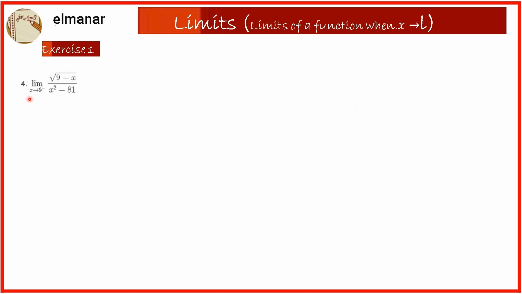Four. Problem statement. We want to study the following limit: the square root of 9 minus x divided by the square of x minus 81, as x approaches 9 from values strictly less than 9. Again, if we substitute x with 9, we notice that both the numerator and the denominator tend towards 0, which results in an indeterminate form.